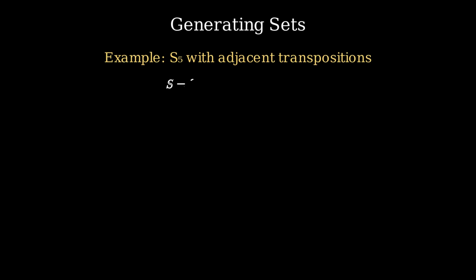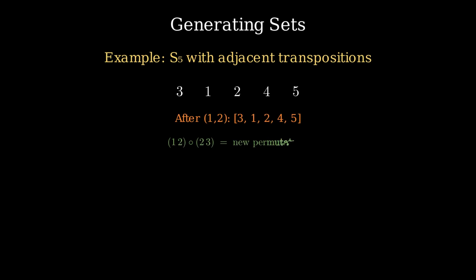Let's see a concrete example. Take the permutation group S5. Our generating set S consists of adjacent transpositions: swap 1 and 2, swap 2 and 3, swap 3 and 4, and swap 4 and 5. Watch how we compose these simple swaps. Starting from 1 2 3 4 5, swapping positions 2 and 3 gives 1 3 2 4 5. Then swapping positions 1 and 2 gives 3 1 2 4 5. Just two generators, composed, already produce a new permutation.